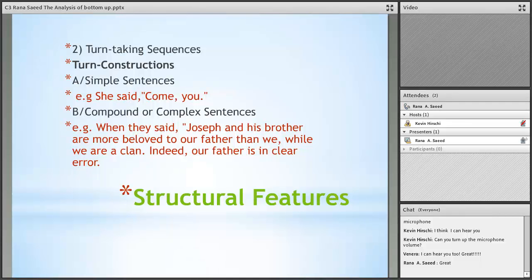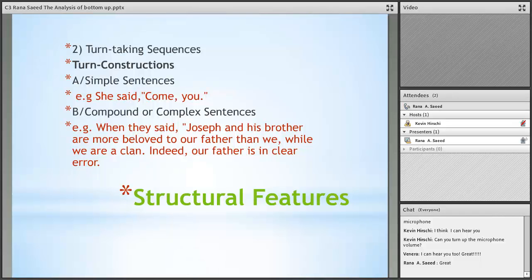Either we can find very simple sentences. This is a speech taken from one of the participants when she said, "Come you." This is a simple imperative sentence. This stands in contrast with B, in which we can find more complex or compound sentences, when the brothers said, "Joseph and his brother are more beloved to our father than we, while we are a clan." This is with the use of the conjunction, and represents a more complex type of turn construction.